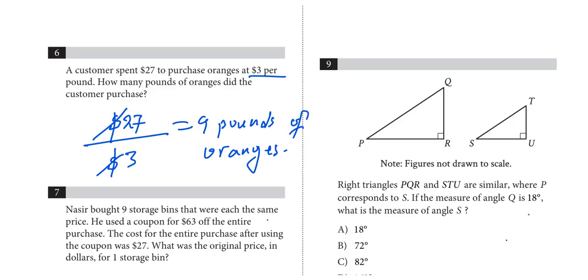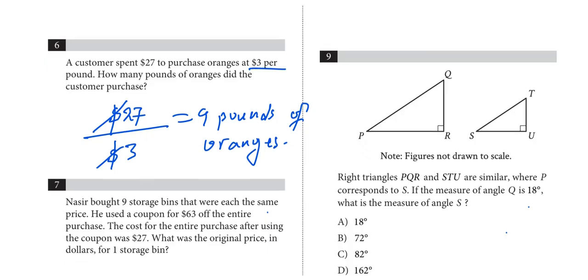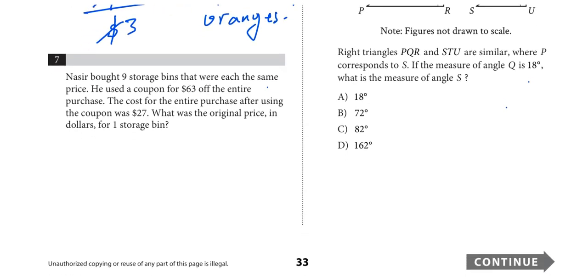So that is it for this question. All right, let's move on to question 7. Question 7 says Nasia bought 9 orange beans that were each the same price. He used a coupon for $63 of the entire purchase. The cost for the entire purchase after using the coupon was $27. What was the original price in dollars for one storage bin?